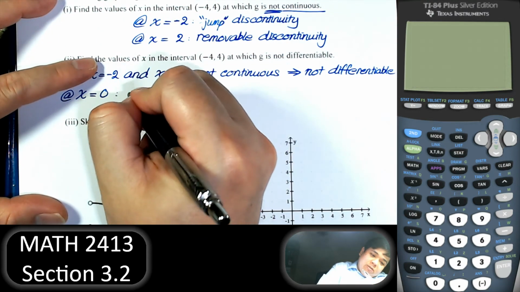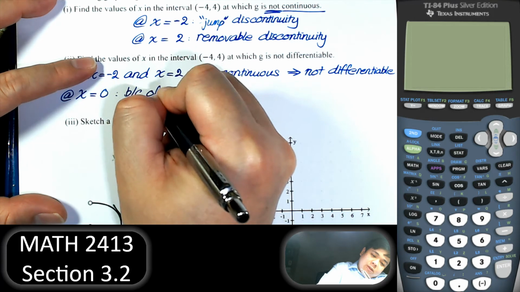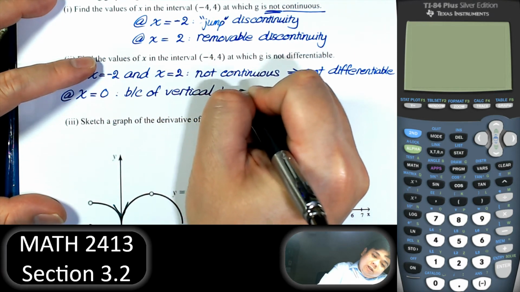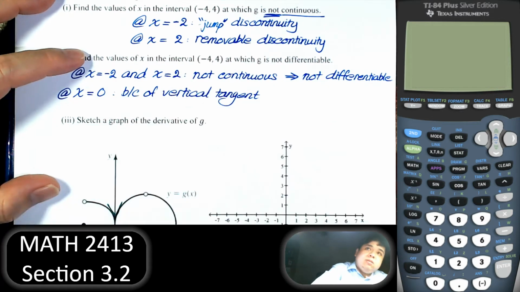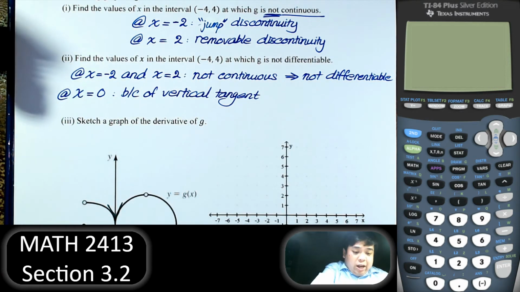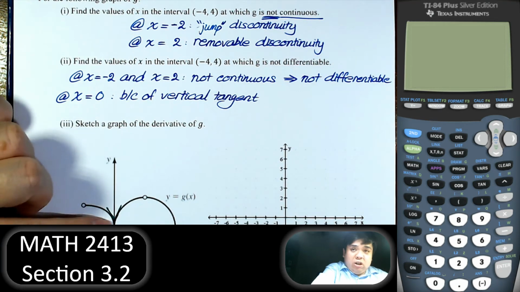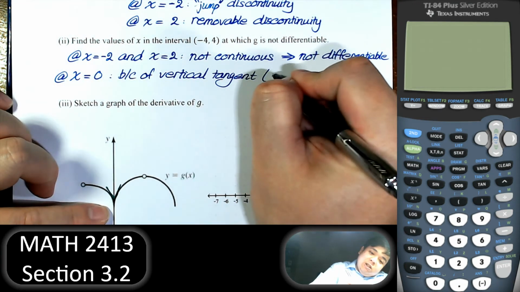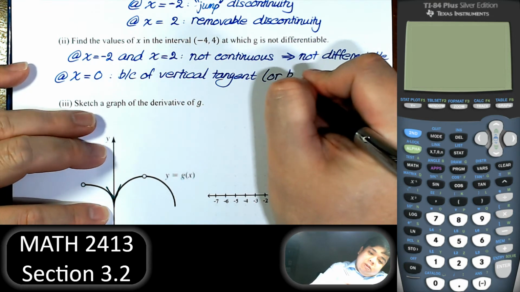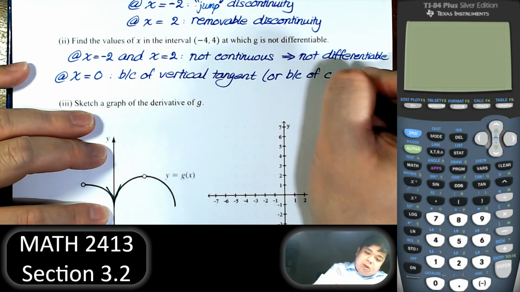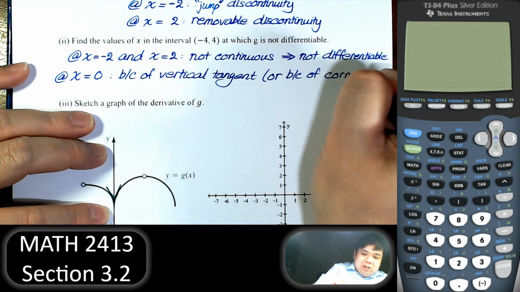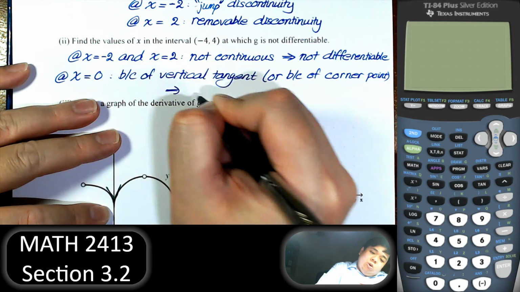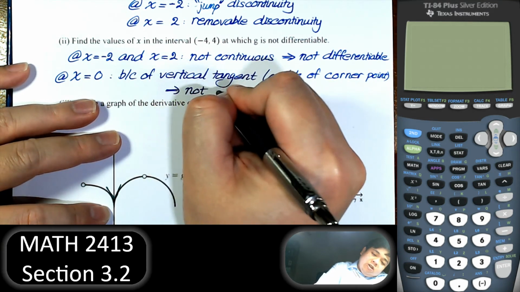Because of the vertical tangent, it has a vertical tangent, or because there's a corner, depends on where we see it. The graph is not very clear, or because of the corner point, or any sharp turn, there's no derivative, so it is not differentiable.